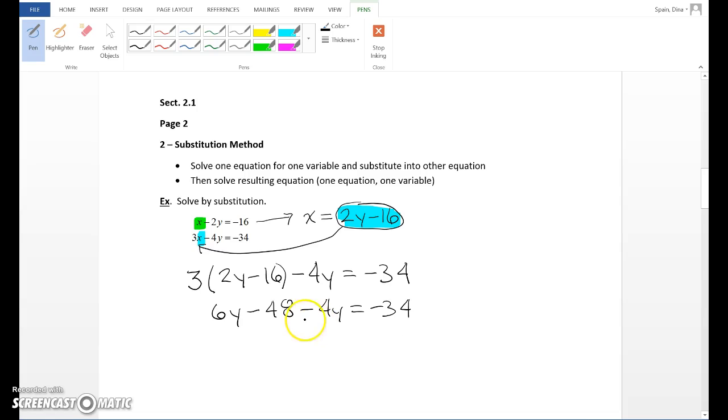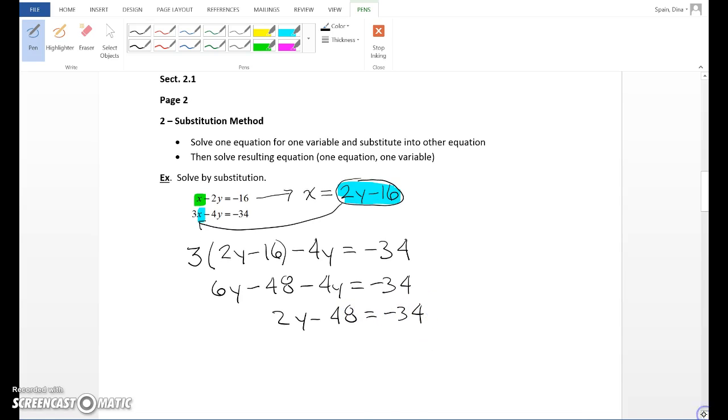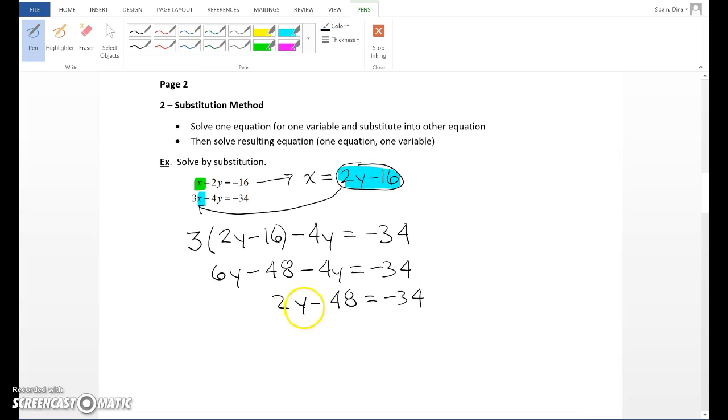Just like that. Then let's combine some like terms over here. 2y minus 48 is a negative 34. So I've got my variables over here. Let's move that constant to the other side. If I add 48, well, I have a 14 over here, positive. Good. Then when you divide, y equals 7. Alright, I have the y coordinate of my answer. Remember, your answer's an ordered pair. I've got the y part, y equals 7.